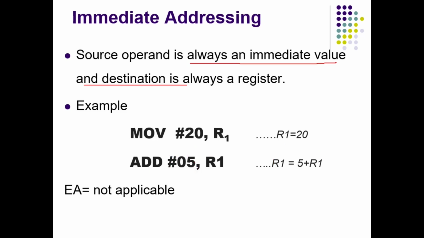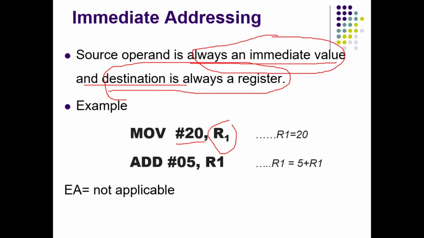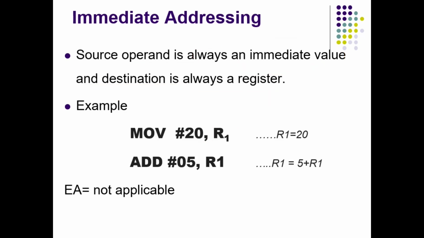But according to the definition, it is not enough to have an immediate operand for it to be called immediate addressing mode. One more operand must be a register. That is, the destination is always a register in immediate addressing mode and the source operand is always an immediate value. And one more point to note down is that an immediate operand cannot be a destination operand.